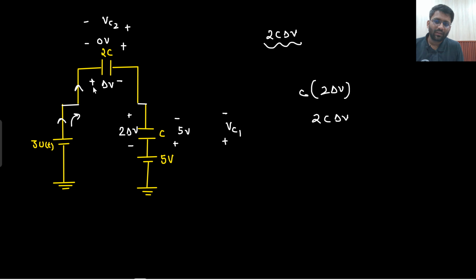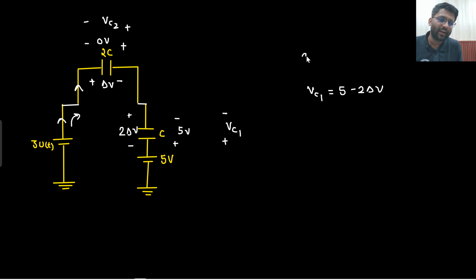So if current is flowing, then this is developing delta V voltage, then this will develop 2 delta V voltage, because 2C into delta V, then C into 2 delta V, both should be same. Understandable? So what you can write down, this VC1 was initially 5 volt, but it is developing 2 delta V voltage in the opposite direction. So this will be the voltage of VC1 at t equals 0 plus. And what about VC2? VC2 was initially having 0, but it is developing delta V in the opposite direction. VC2 voltage is given in this direction, but it is developing delta V in this direction. So what will I write down?